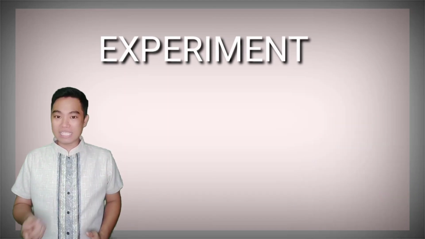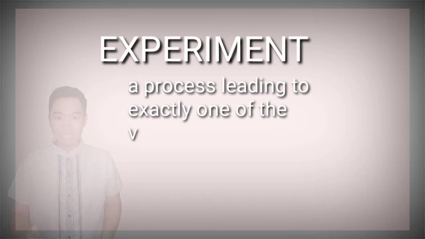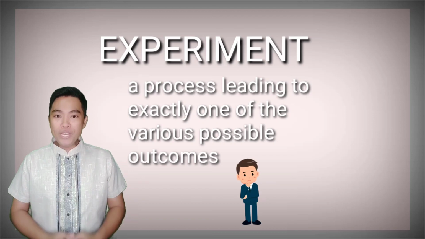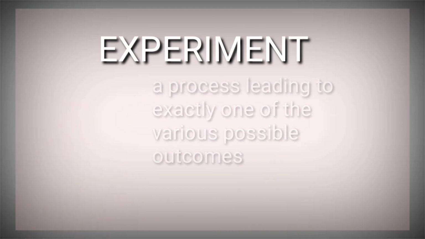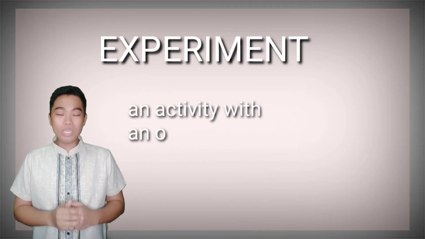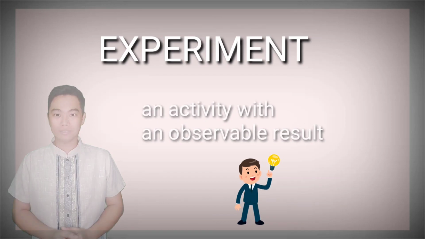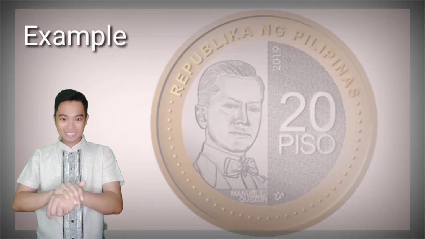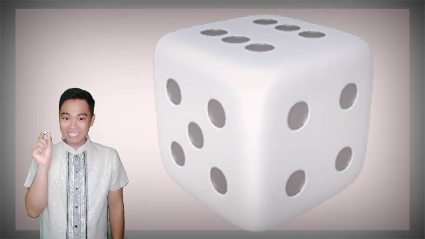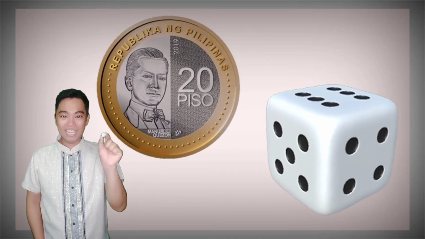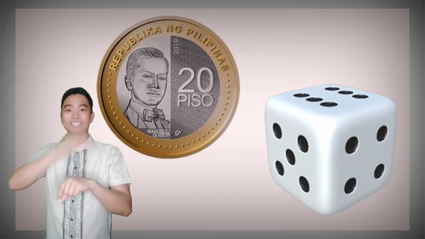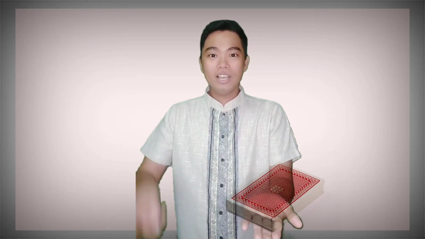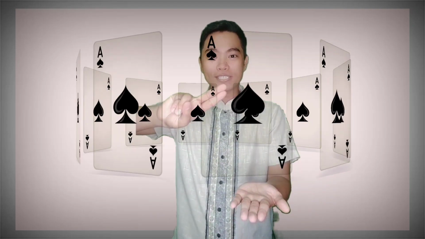Experiment is a process leading to exactly one of various possible outcomes. It's an activity with an observable result. Tossing a coin, rolling a die, throwing a die and a coin together, selecting a card on the standard deck of cards.